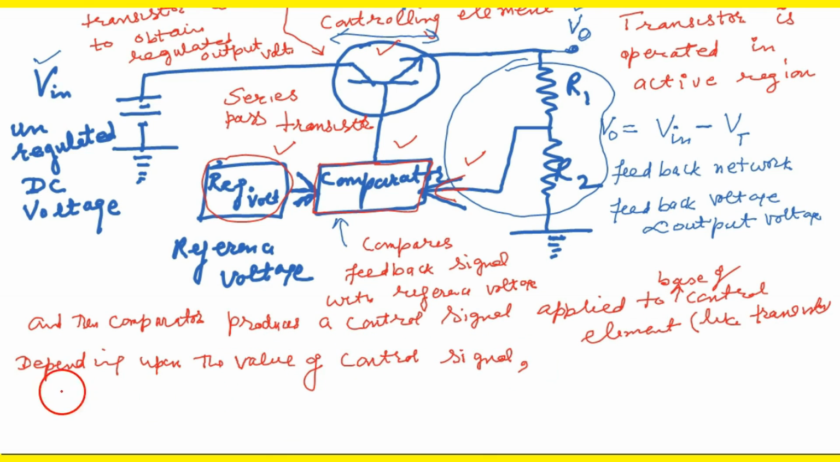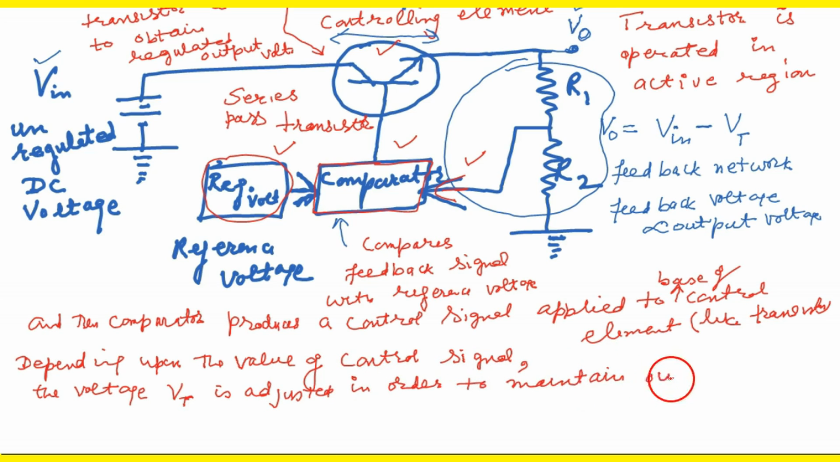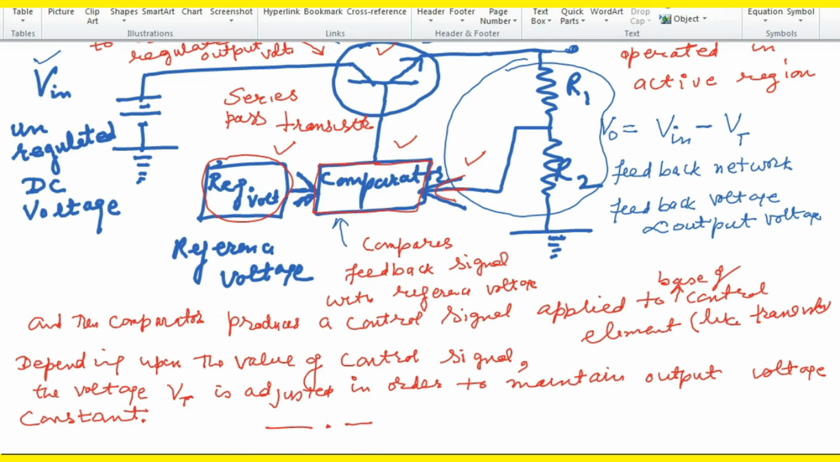So depending upon the value of the control signal, the transistor adjusts the voltage across itself. If the feedback voltage and the reference voltage are exactly equal, then the comparator will not give any control signal to the series pass transistor.